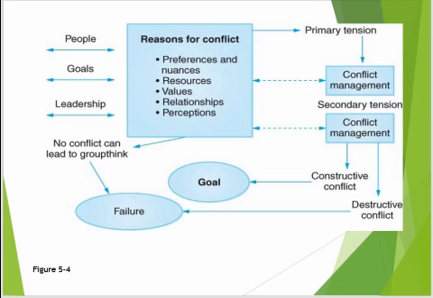Right, this is a chart that I like. If you start in the center and you think of the reasons for conflict, it could be people's preferences, different resources, different values, relationships, or perceptions. And all of these reasons have to do with people, with goals, and with leadership. The goals for an organization may not meet with the values of the employee. The relationships may be different. And so within each of those, you have to consider the goals of the organization, the leader's purpose, and the employee.